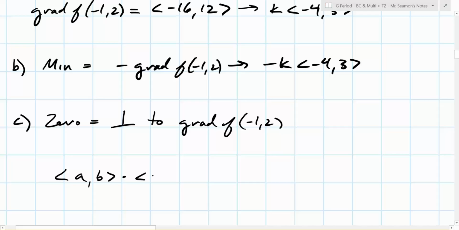So how about negative 4, 3? Does it matter if I use the k or not? No, the k doesn't affect it. What is the dot product of that? Negative 4a plus 3b, and we need this to be equal to 0.